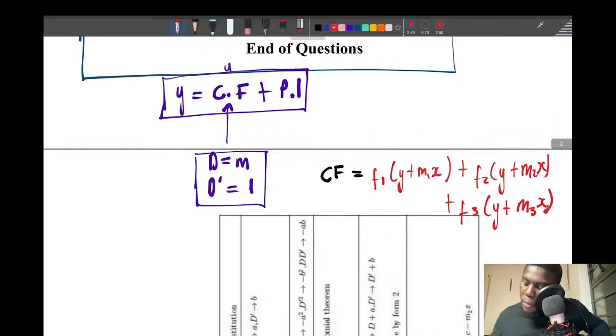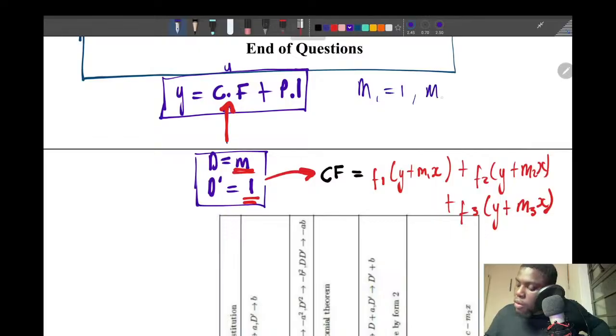How are you going to get your complementary function? You're going to resolve. Remember, for D you put m, for D prime you put 1. Then when you get your solutions for m, you say this is my complementary function. But if you get three solutions and two of them are the same, let's say m1 equals 1 and m2 also equals 1, then once you get m being the same, when you put your m1x and m2x, you are going to increase the powers of x if a solution is repeating. So let's say m1 was 3 and m2 was also 3.